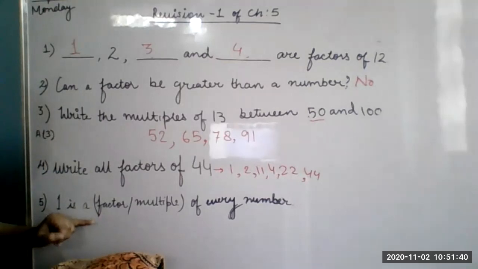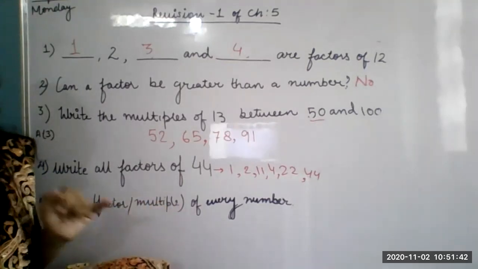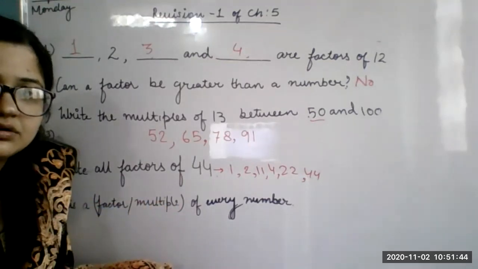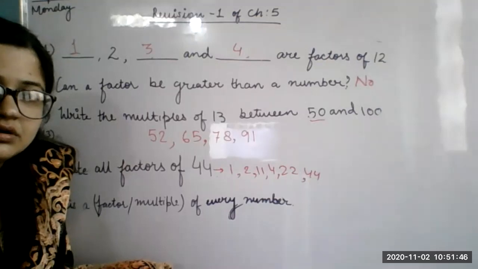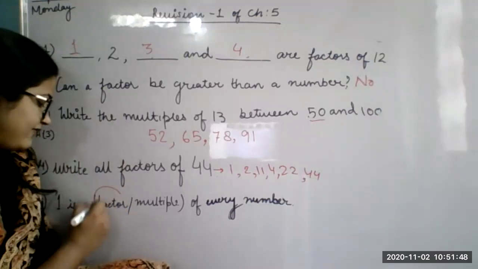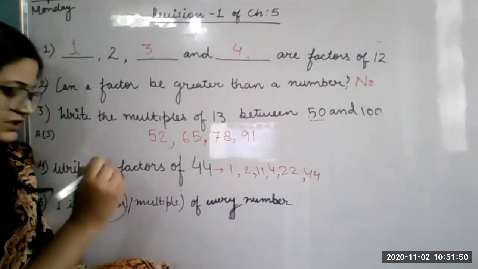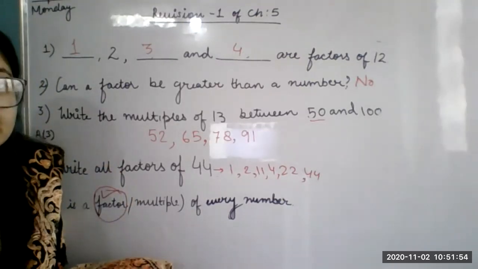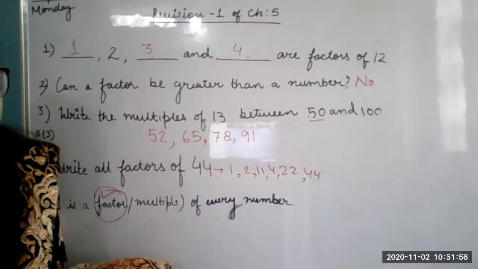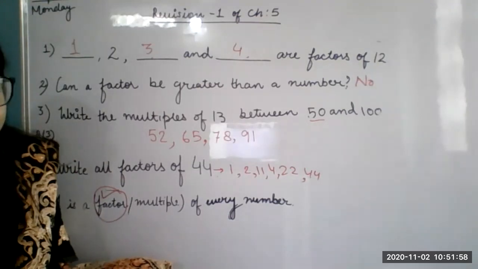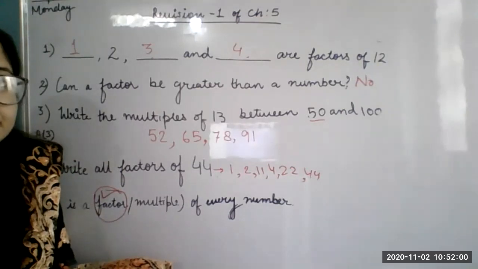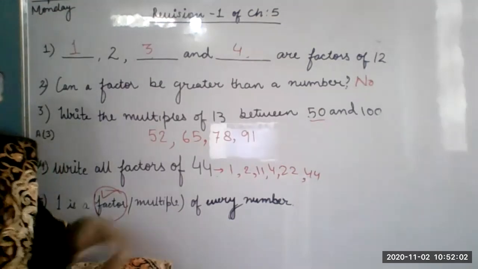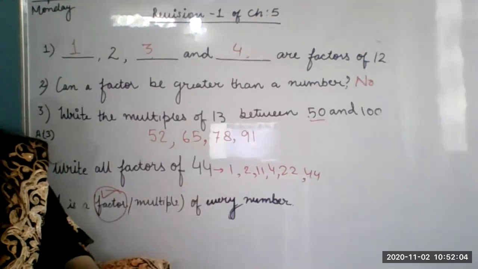Okay. Now 1 is a factor of every number. 1 is always a factor of a number. 1 is not a multiple of every number. 0 is a multiple of every number. 1 is a factor of every number. If you take out the factors, 1 always comes there.